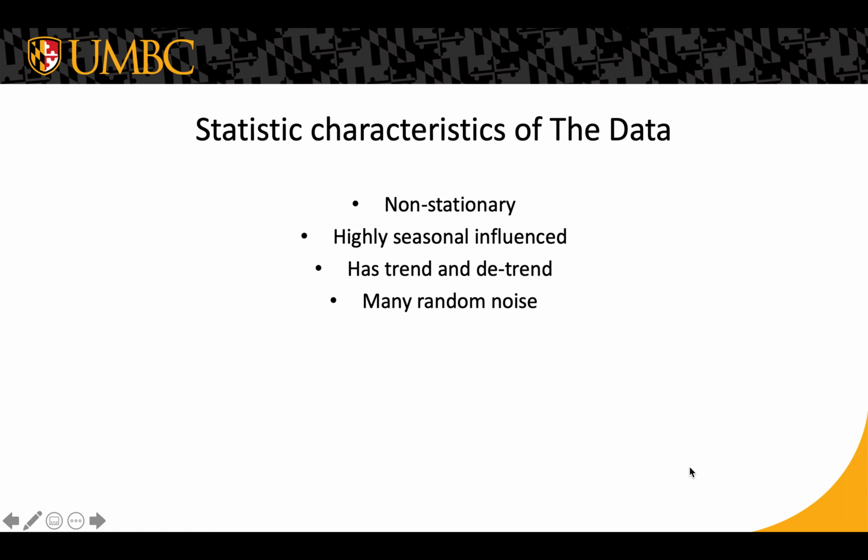The first step is to look into the statistical characteristics of the data. Stock price data is usually non-stationary, which means the mean or the standard deviation changes over time. It is highly seasonal, meaning different seasons might have different behavior, and it has trend and detrend. Stock prices also have many random noises that could come from other factors, like news or 10-K reports that come out on that day and might affect the price.